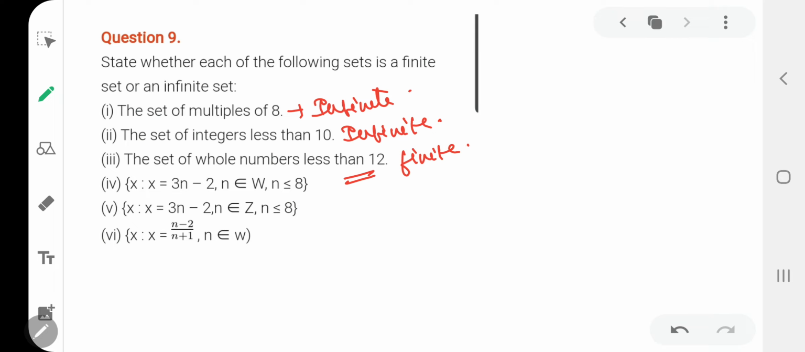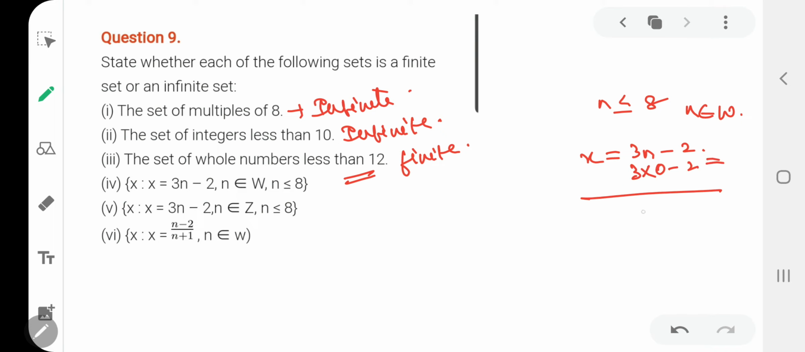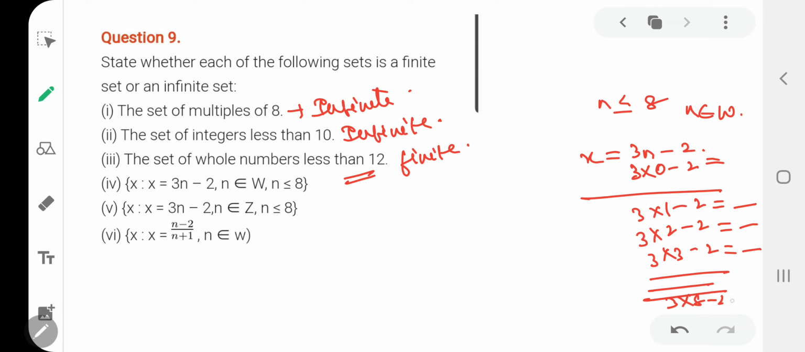For your fourth, you have to solve the equation and get the value. Your equation is x is equal to 3n minus 2, n is less than equal to 8 and n belongs to whole numbers. Whole numbers means n you can take from 0 to 8. So you have to take the value of n as 0, solve the equation. Then you have to take n as 1. Then you have to take n as 2. Then you have to take n as 3. Like this you have to reach till 8. So you will get the different values. So this is a limitation given to you. So this is a finite set.